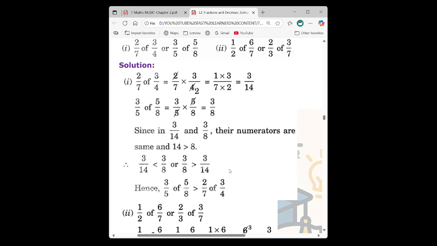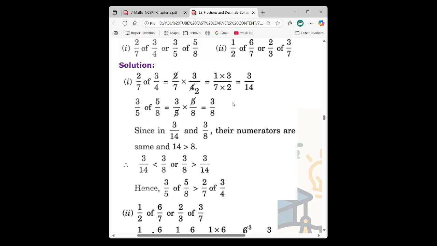Here normally if you have like fractions, you can easily say which one is bigger and which one is smaller. But here both of them are unlike fractions, because their denominators are different. But you can see that the numerators are same. So there is a rule for this: if the numerators are same and the denominators are different, then the fraction with the bigger denominator is smaller actually.